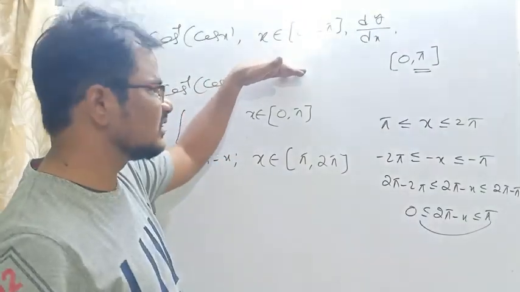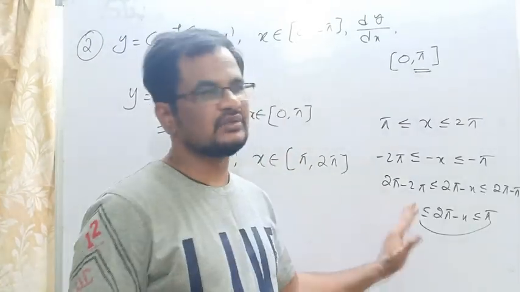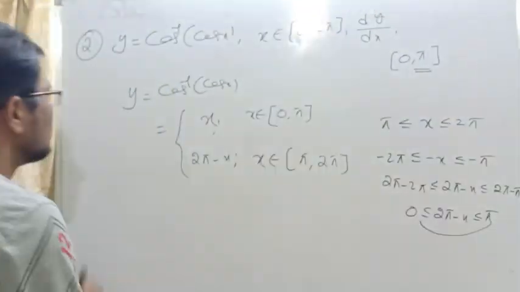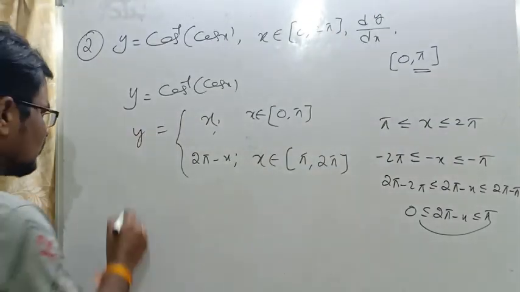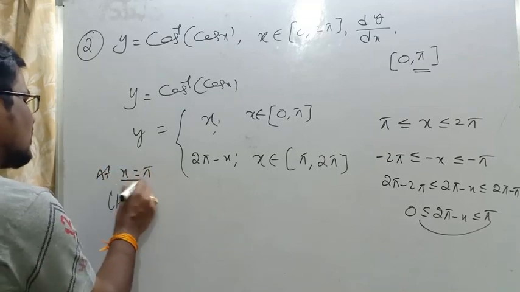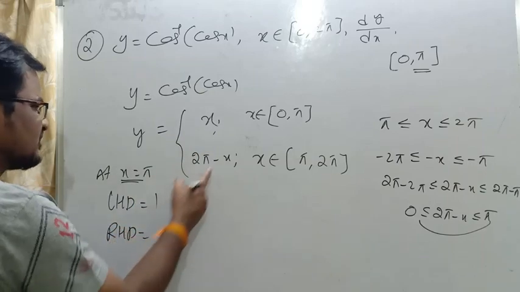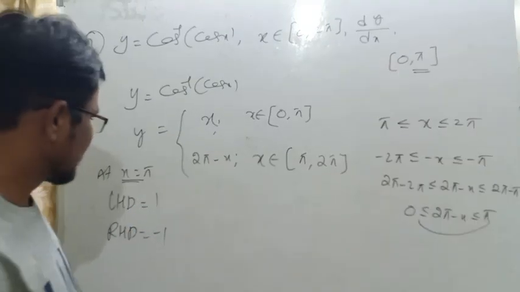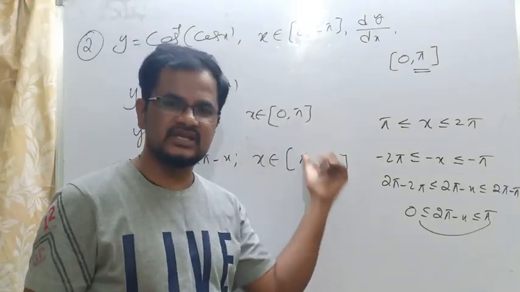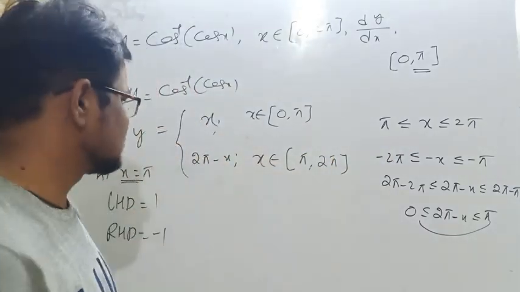If you take here minus pi to 0 and 2 pi to 3 pi, again you can take some more partitions also. Now y equal to, now dy by dx means LHD at x equal to pi. If you observe, LHD differentiation is 1, and what about the RHD differentiation of this one? Minus 1. Now LHD not equal to RHD means function is not differentiable at pi. Is it only one pi? Many points are there. We will generalize this later.